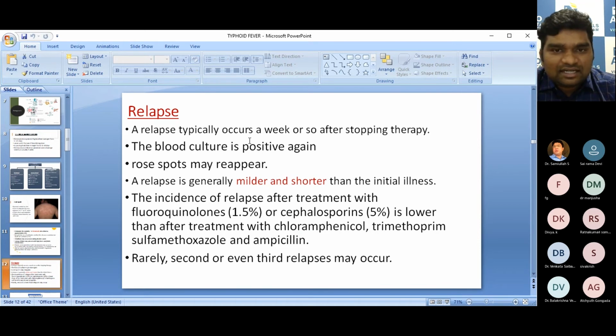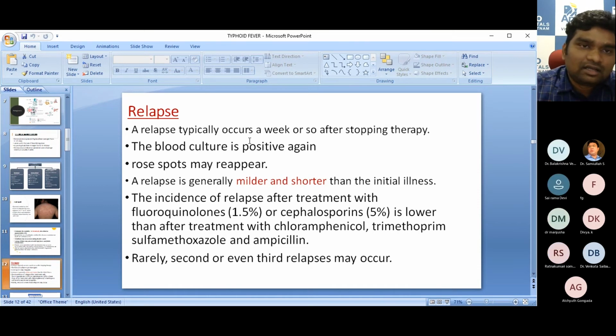The relapse is generally milder and shorter than the initial illness. The incidence of relapse is lower with fluoroquinolones and cephalosporins when compared to other antibiotics. Rarely, a second and even a third relapse can also occur.